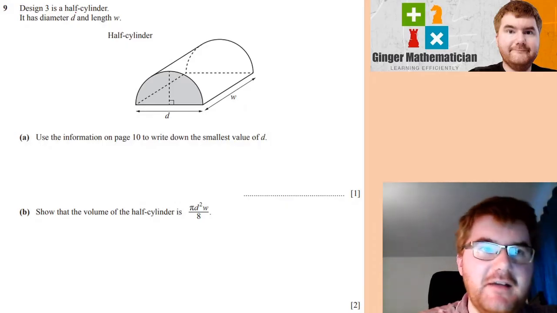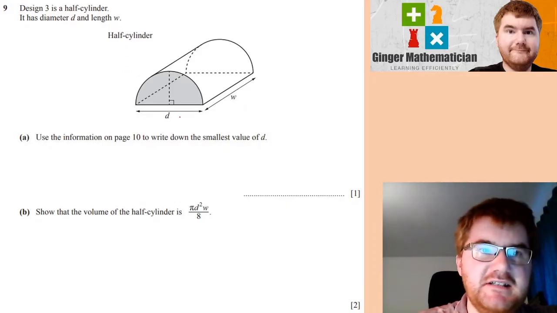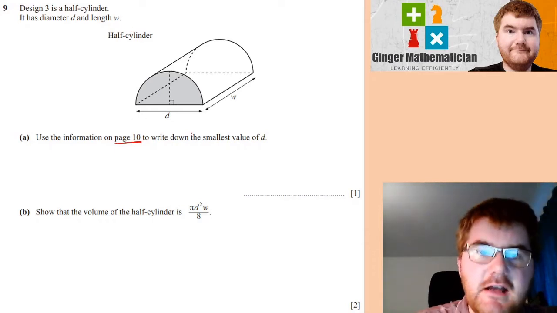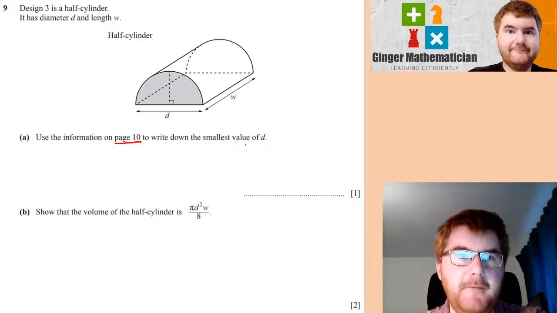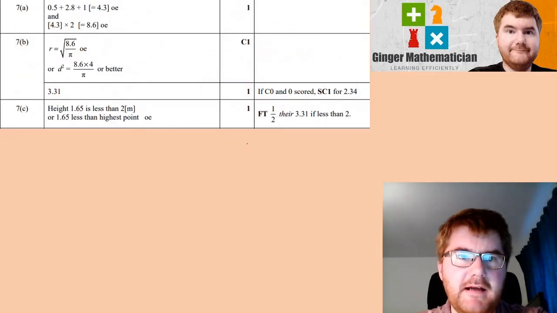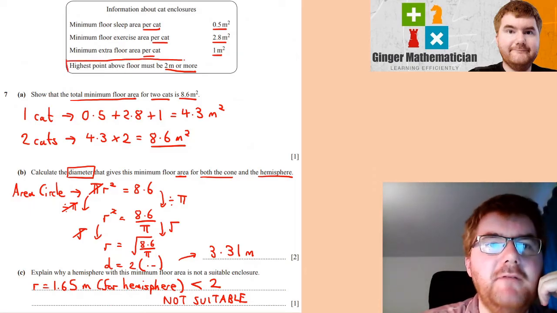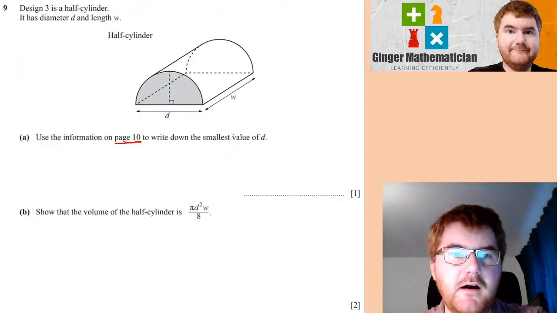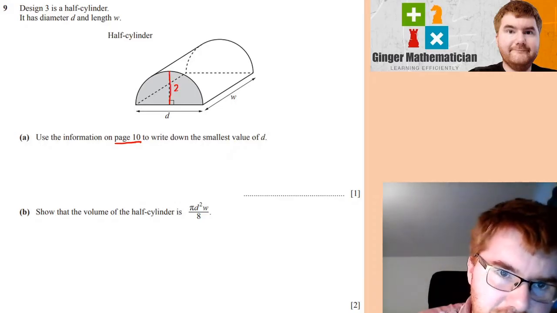So design 3 now is a half cylinder, just like we see here. And it has diameter D and length W. And use the information on page 10 to write down the smallest value of D. So what they're referring to here, if I go right back, is this part here. So the highest point above the floor must be 2 meters or more. So if we go back to our cylinder, this means that this has to be at least 2.